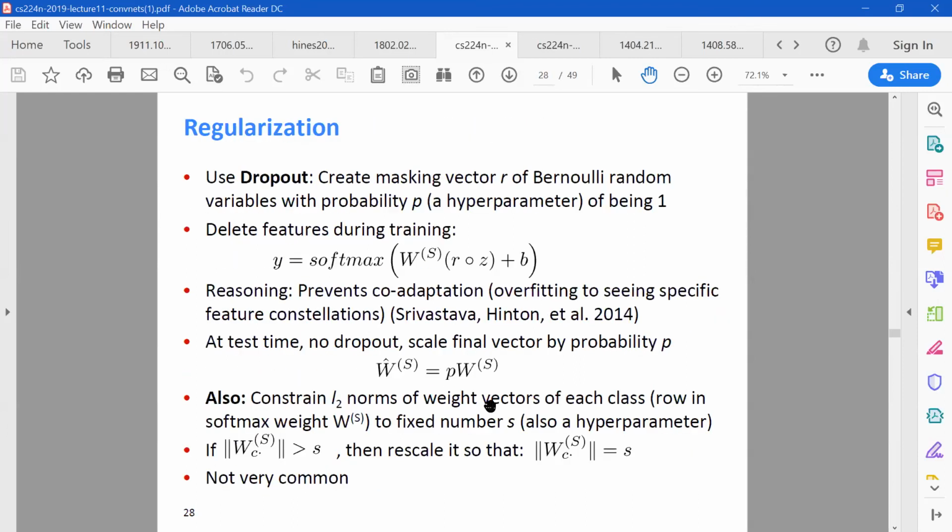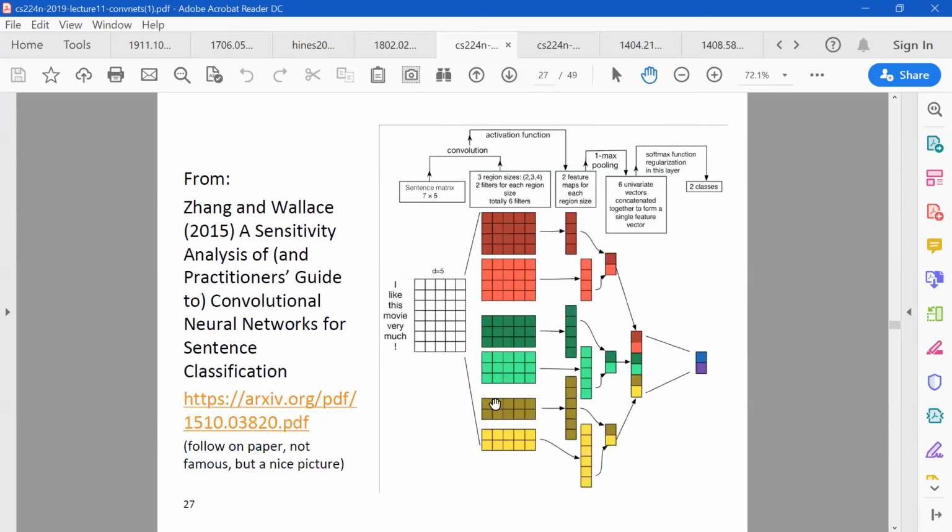So dropout is applied on the concatenated vector, right? Right, that we saw. Not the final one, the concatenated vector. Dropout is applied on the concatenated vector. That's right. And then you still map it to 2 classes.